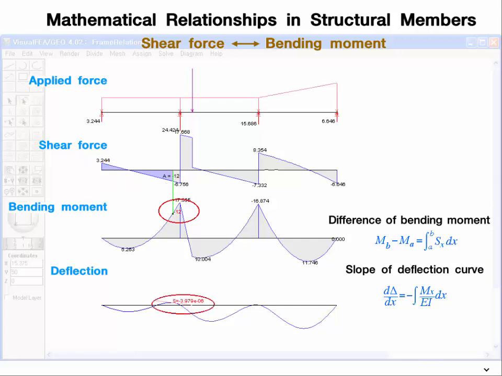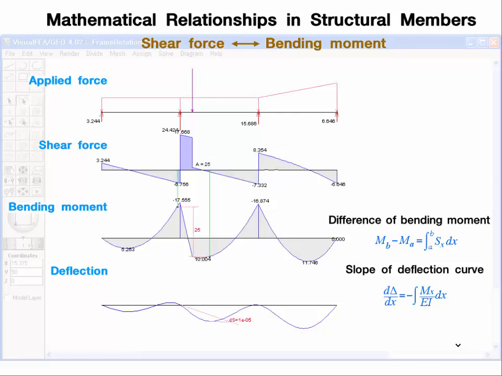At the same time, the line tangent to the deflection diagram is drawn. The slope of the tangent line is determined by the area of the bending moment diagram. If you drag the green line, the value of the bending moment changes, and the indication of the relationship is updated instantly, following the green line.